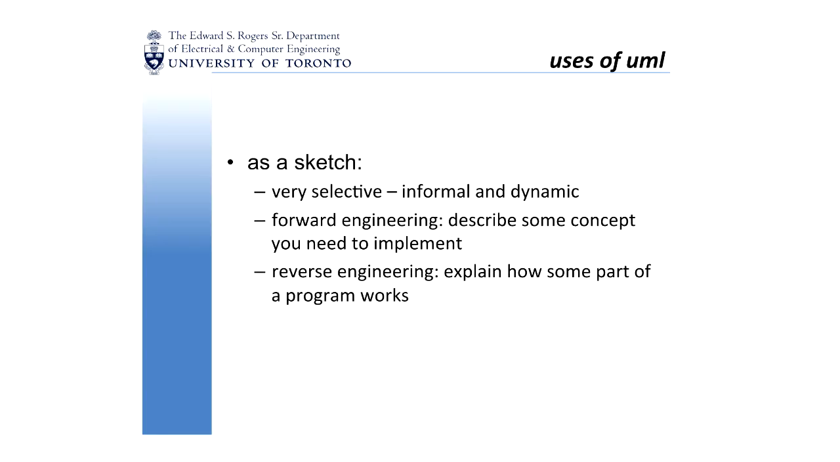First, it can be used simply as a sketch. This is an informal, highly selective, and dynamic way to communicate. In forward engineering, you might use a sketch to describe a concept before you write a single line of code. Conversely, in reverse engineering, a sketch helps you explain how an existing piece of a program actually functions.